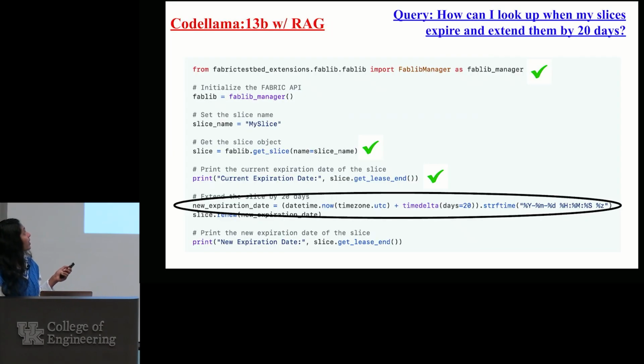But when I use the same query, include RAG with the same model, you can see that most of the information here is correct. The import statement is good. The get slice function, that does exist, it works. And the get lease end function also exists, and that's how you figure out when your slice expires. And the renew function that is covered here also exists on Fabric, and that's how you extend your slice. The thing that's wrong, circled in black here, isn't that the line itself is wrong, it's that the code uses a datetime module that it did not import. It's supposed to import that from Python, but it didn't. But everything else, all the Fabric stuff especially, is correct.